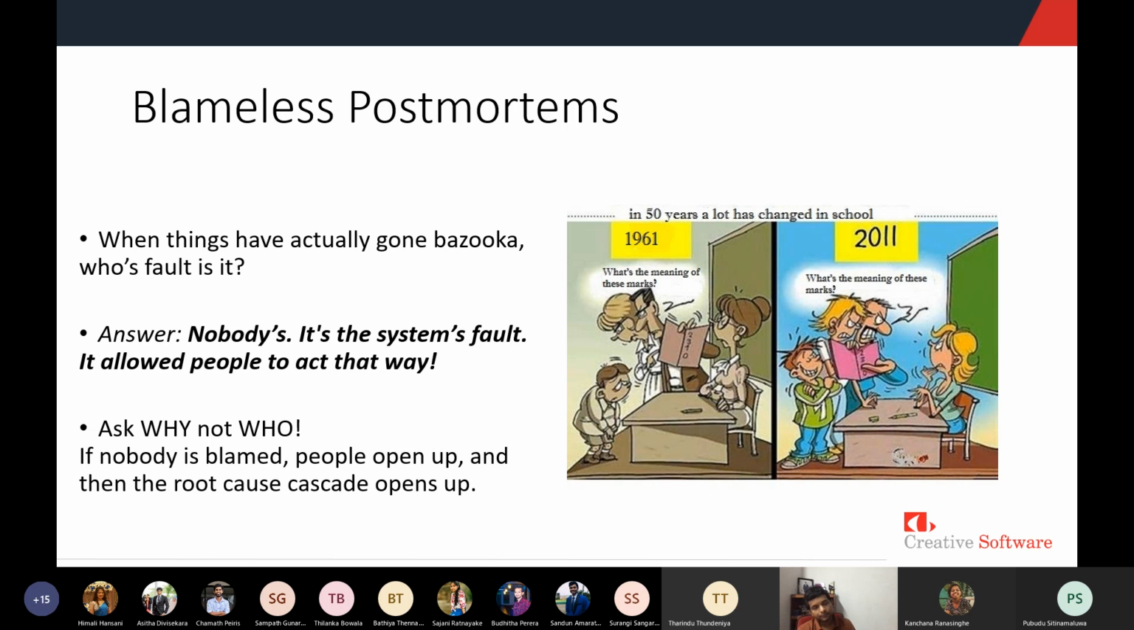Always make sure that whenever problems happen, you can't really blame someone. You have to ask the question, when something goes wrong, whose fault is it? It's nobody's fault. It's actually the system's fault because the system allowed people to act in that way. So you have to always ask the question, why did this happen, and not by whom? That's why it's important not to blame people, but to fix the system to make sure that things like this will never happen again.